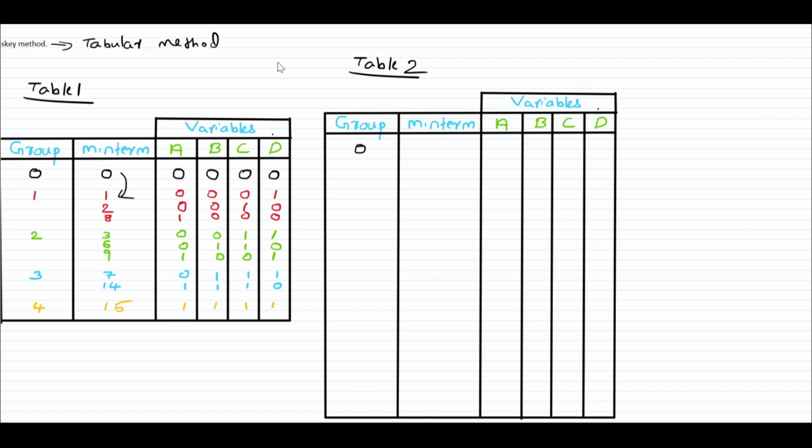We can see A is same for both 0 and 1. B is same for both 0 and 1. C is same for both 0 and 1. But D is different. Here it is 0, here it is 1. But no problem. There is only one bit change. So we will consider only if there is one bit change. If there are changes in more than one bit, then we will not consider those minterms. Here we can consider because only D is changing. All other variables A, B and C remain same for 0 and 1.